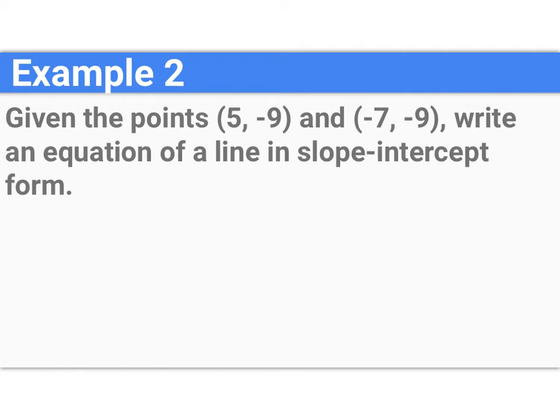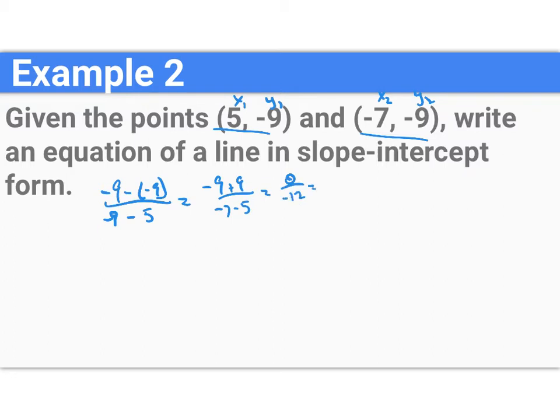Okay, here's 2 points. Now, when you have 2 points, the first thing you need is a slope. So we're going to take -9 minus -9 over -7. Went with the first -9. So we're using this as x2 and y2. And this one is x1 and y1. -7 minus 5, which gives us -9 plus 9 over -7 minus 5, which is 0 over -12, which equals 0. So what does that tell us?